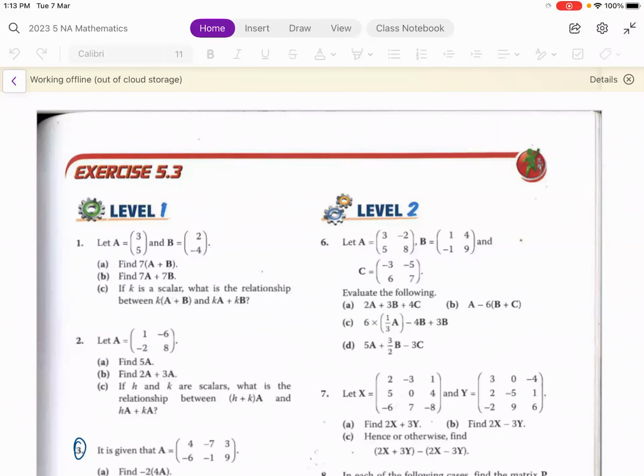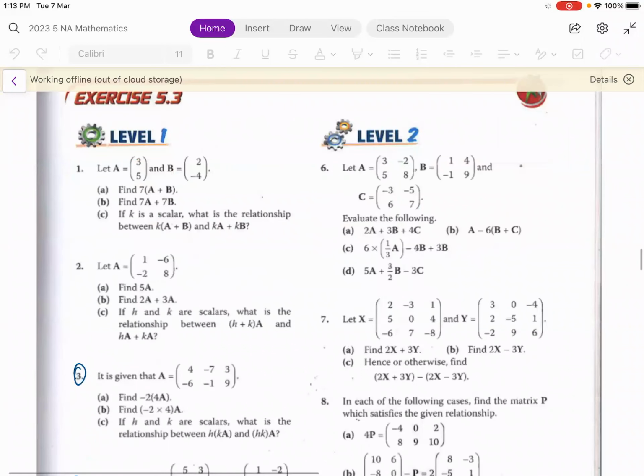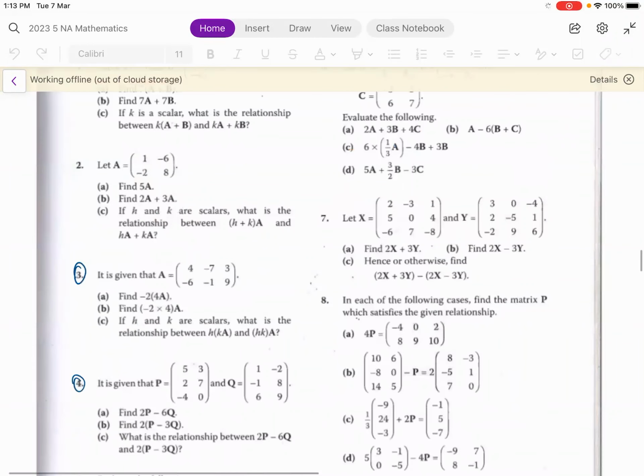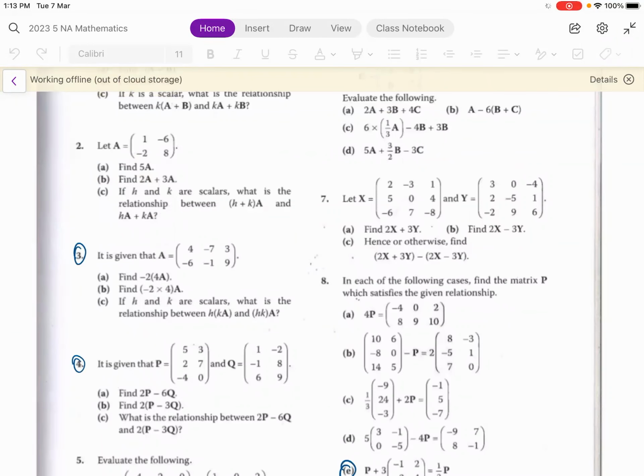Okay, so exercise 5.3 on scalar multiplication. I've given you a lot of those basic calculation questions. So all you need to do is just multiply them together, add if required, subtract if required. Check your answer at the back.